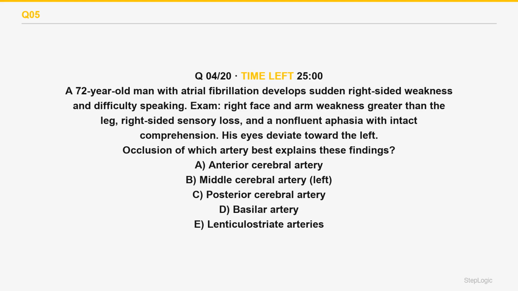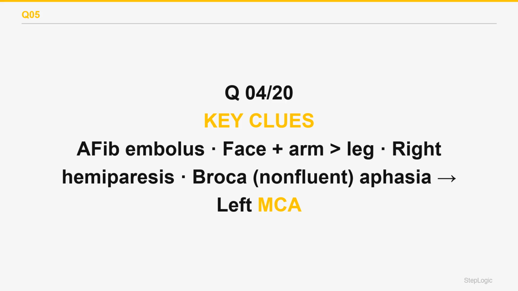Read the command: which artery? Atrial fibrillation, embolic source, right face and arm weakness greater than leg, sensory loss, non-fluent aphasia with intact comprehension: left middle cerebral artery stroke. The middle cerebral artery supplies the lateral cortex, which contains the face and upper limb regions of the motor and sensory homunculus, plus the language areas in the dominant, usually left, hemisphere.